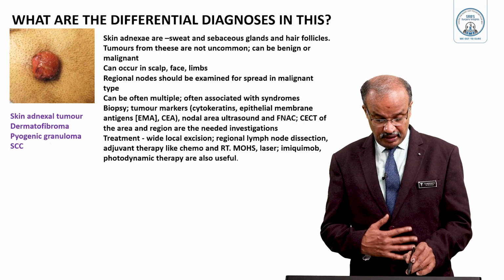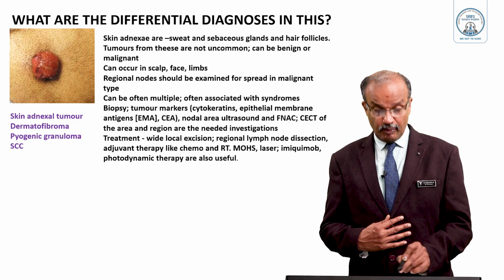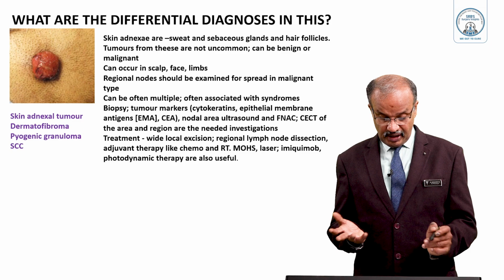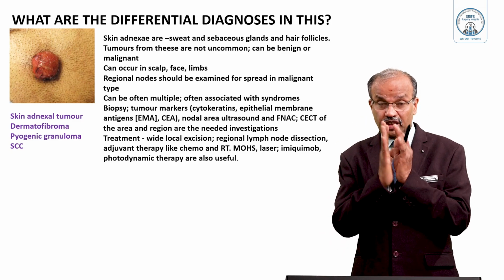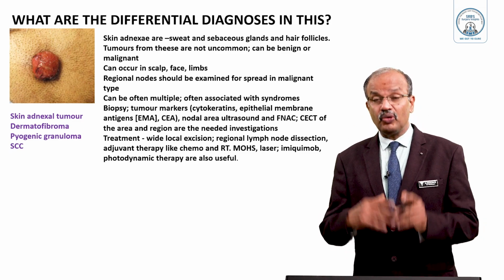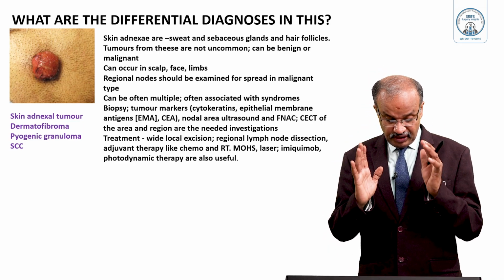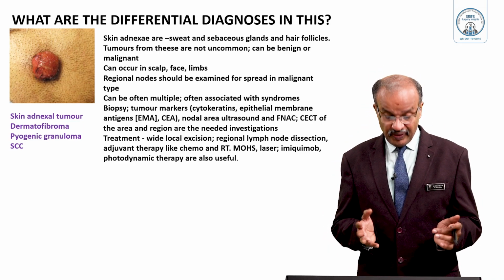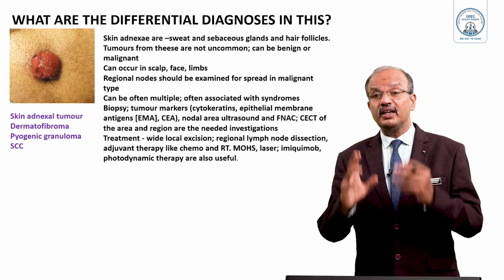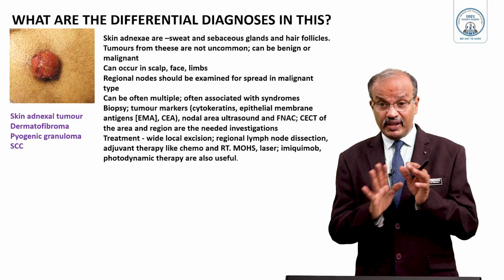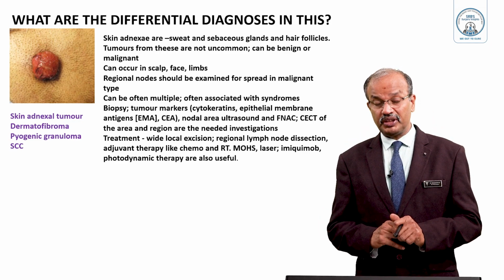Biopsy is a must. Tumor markers, cytokeratin, epithelial membrane antigen, and CEA are done to identify the specific subtypes, and nodal ultrasound and FNAC are important. CT of the area and region are the needed additional investigations. Treatment is wide local excision and regional node dissection. Adjuvant therapies like chemo and RT are a must.